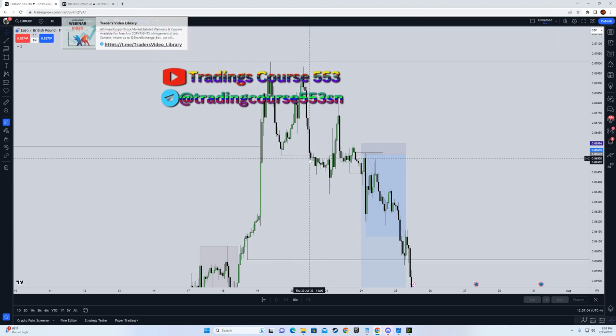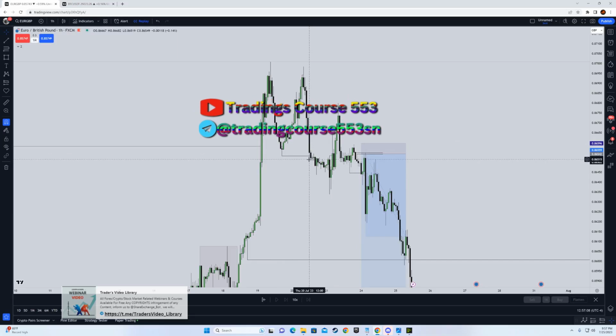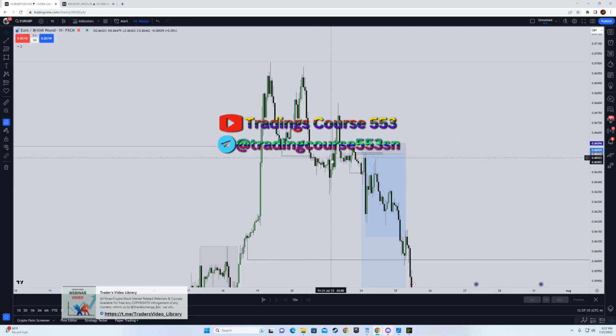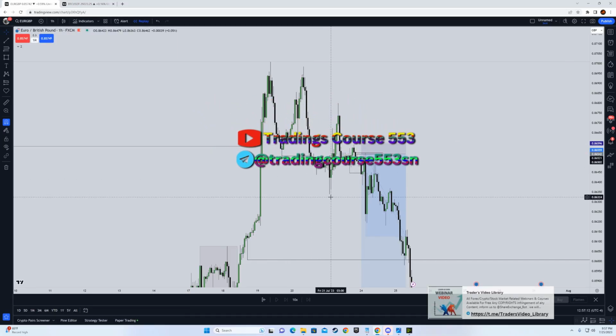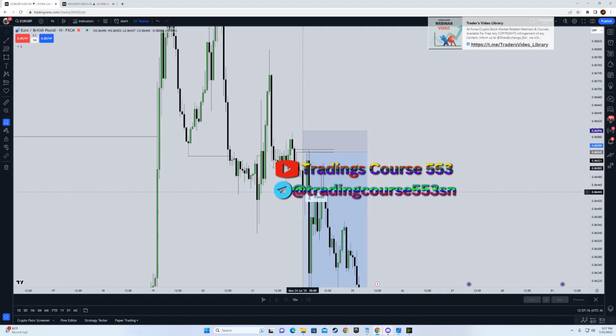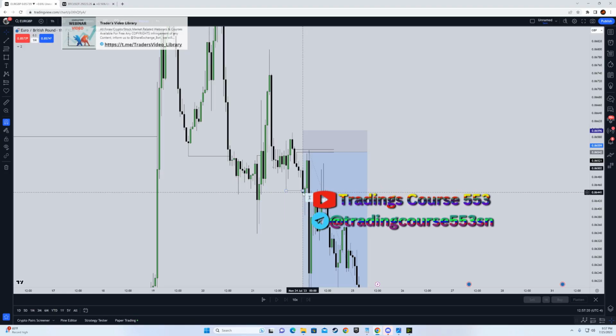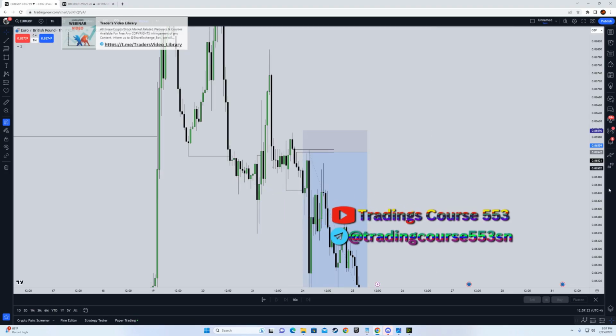So you don't have to wait for body closure. If you get a wick, that is your shift in market structure. If you get a wick here and then a wick here, that is your break of structure. So let's say if the body didn't close here, but it was just a wick, that was a clean setup. Okay, you can also wait for wicks in this type of strategy.